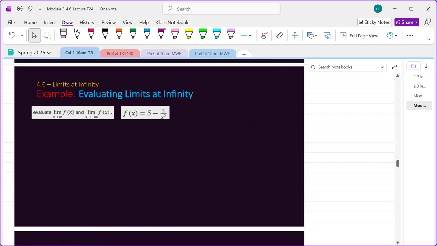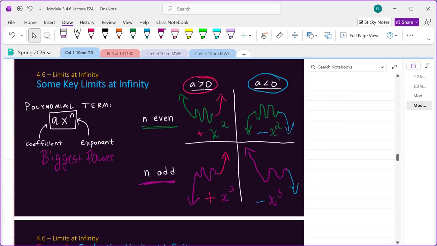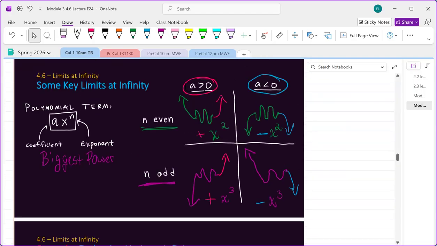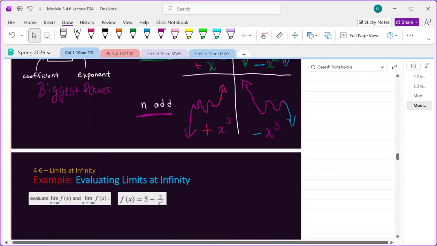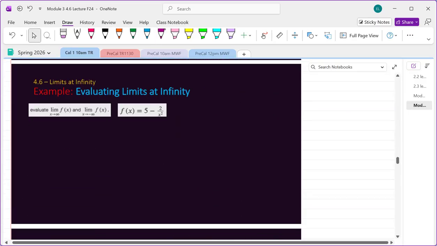So what we want to look at now is rational functions, but most of our rational functions are just polynomials over polynomials. So if I can remember what's happening on the polynomials as x goes to infinity, then I can come back to the fraction and my individual little fractions, 1 over infinity or 1 over negative infinity, are going to go to 0. So I'm going to combine these two ideas to start evaluating some of these crazy limits.